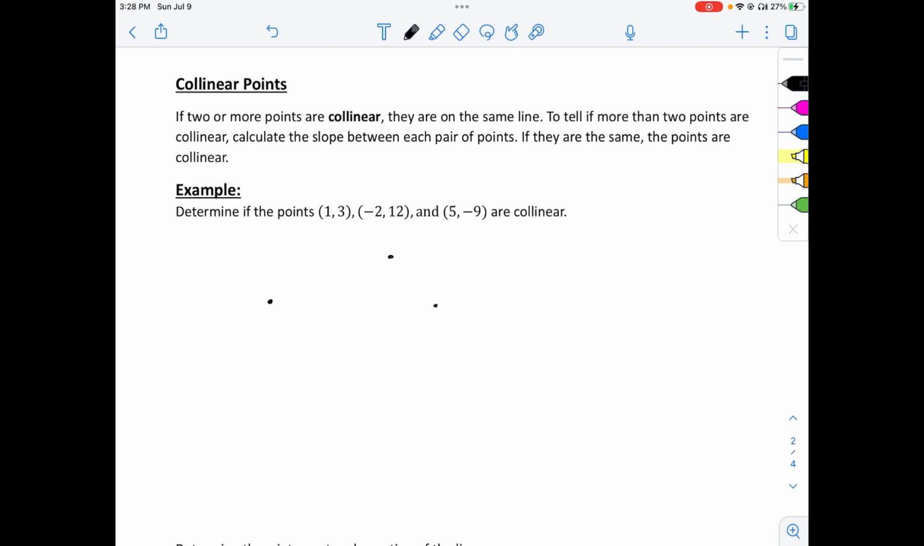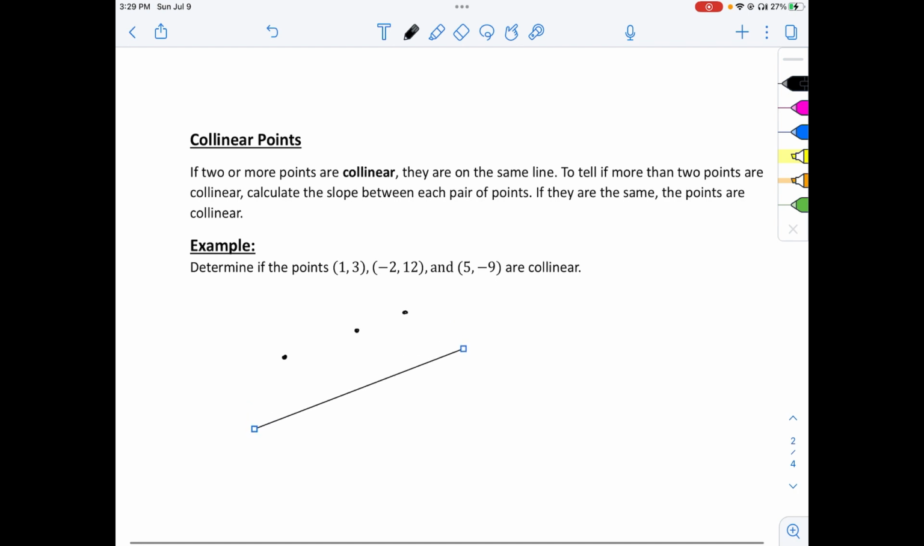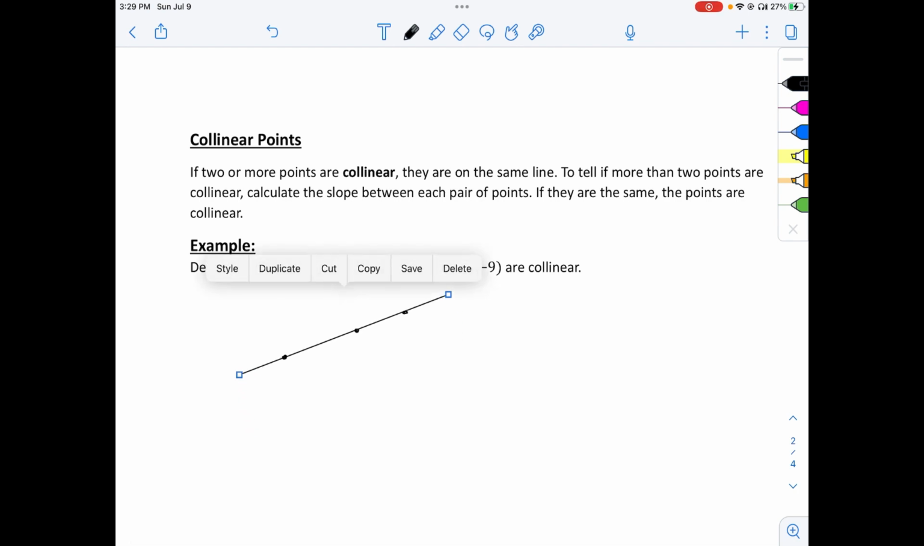However, if I were to have, let's say, just these 2 points here, and then maybe I had another point that was here, that one's on the same line, right? So I could say that those are collinear because if I was given just the points and then tried to create a line that connects them, I can do so.